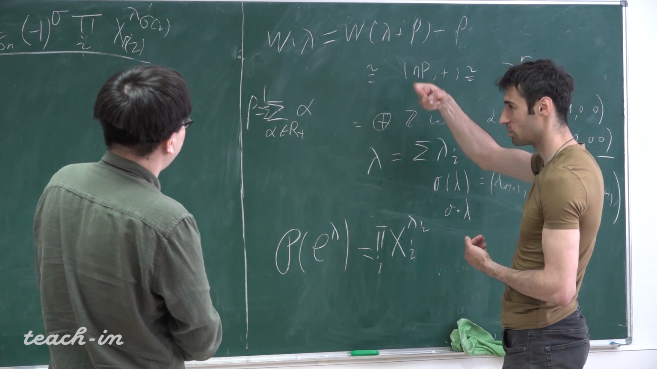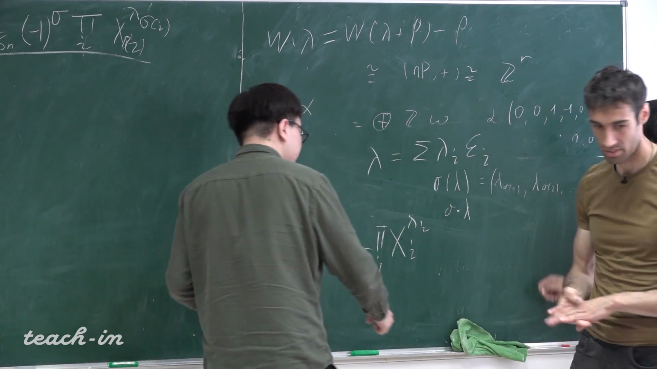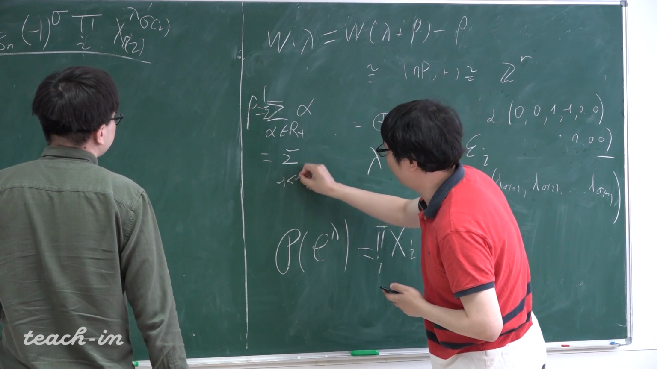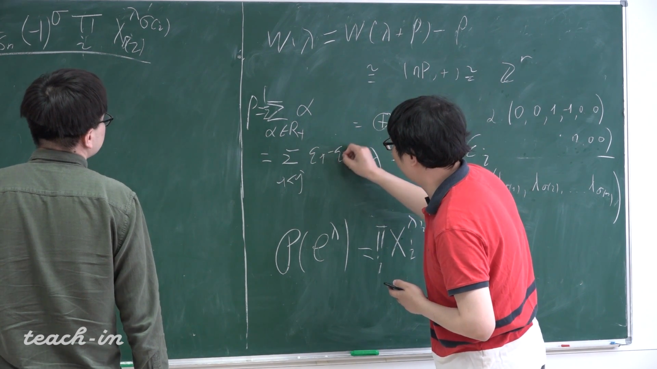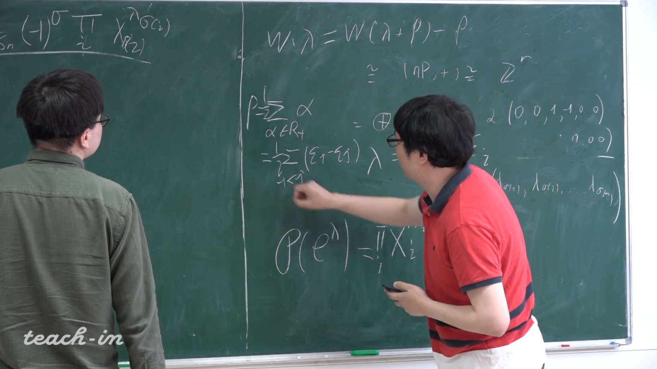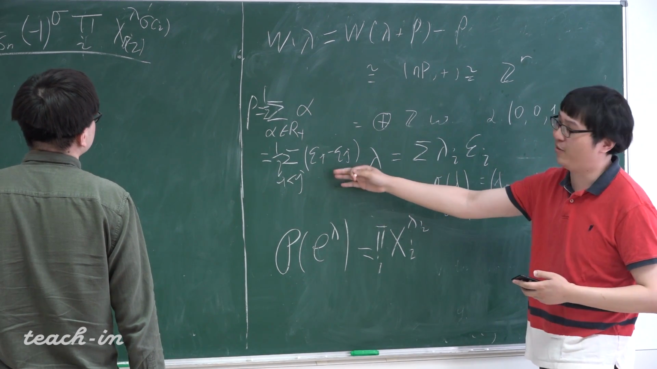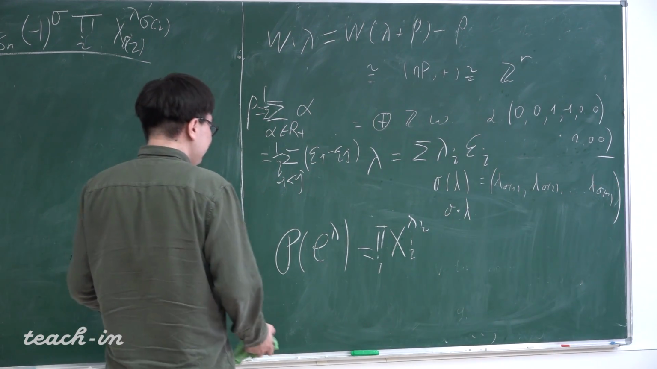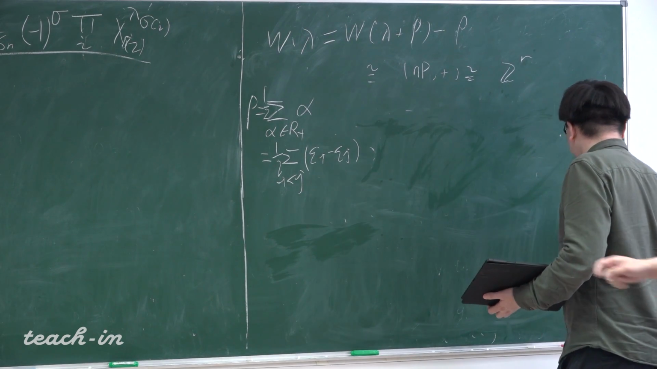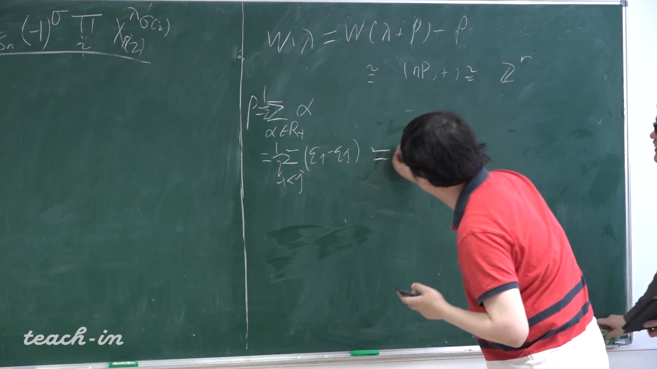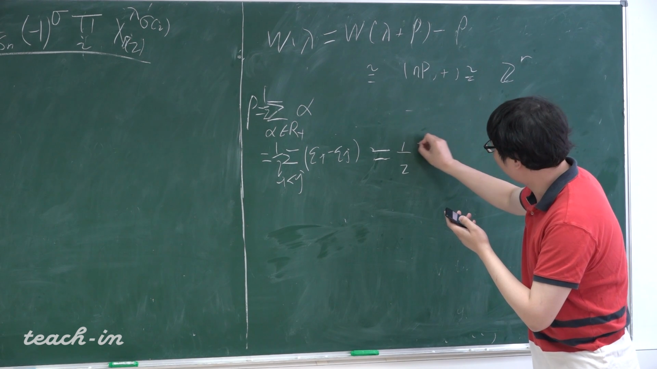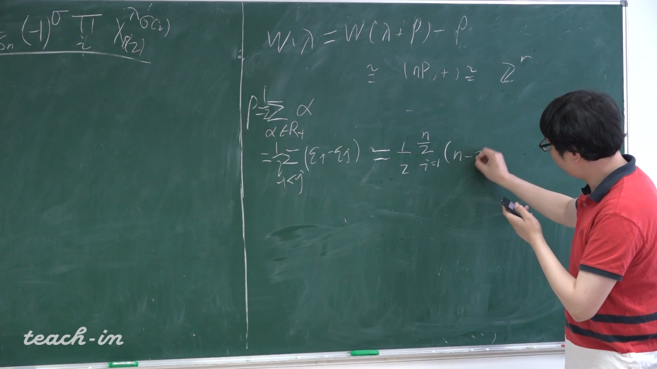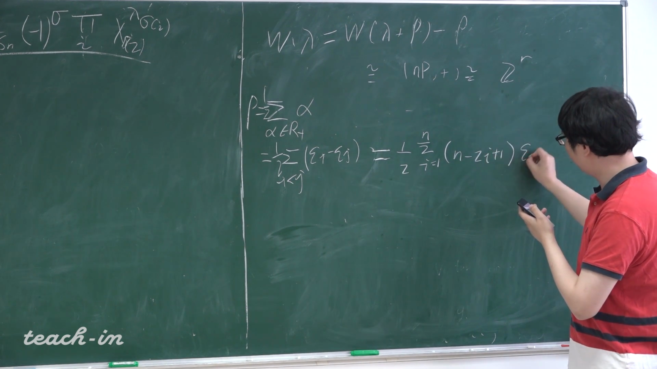So the question is, what is rho in S L n? Rho is just the sum over i less than j of epsilon i minus epsilon j, to the power j. And you should count the number. I'm not good at counting, but I can tell you the final answer: n minus 2i plus 1 times epsilon i.